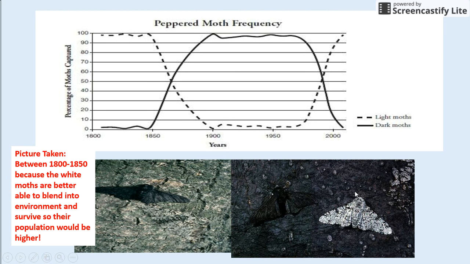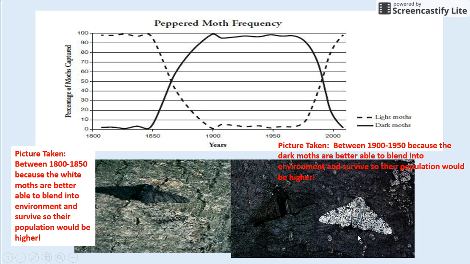This other tree, though, must have been taken at a different time because now we have our dark moth that blends in way more than our light moth, right? So our white moth is going to be eaten a lot faster than the dark moth because this guy sticks out. You can see him a lot better. So can predators. So this picture must have been taken between 1900 and 1950 because the dark moths are now better able to survive and blend into the environment. So their population would be higher, just like it is between 1900 and 1950.